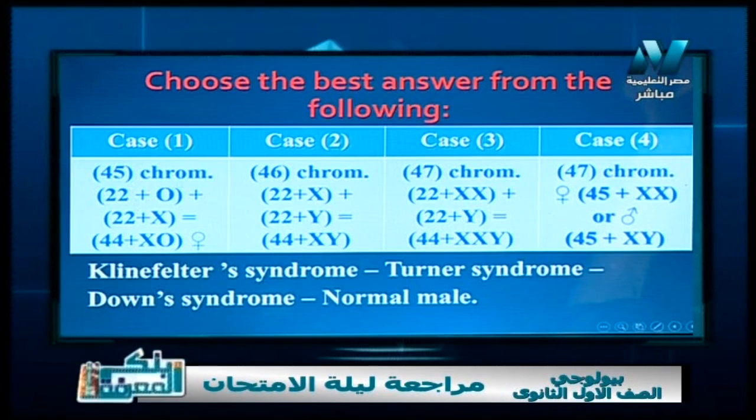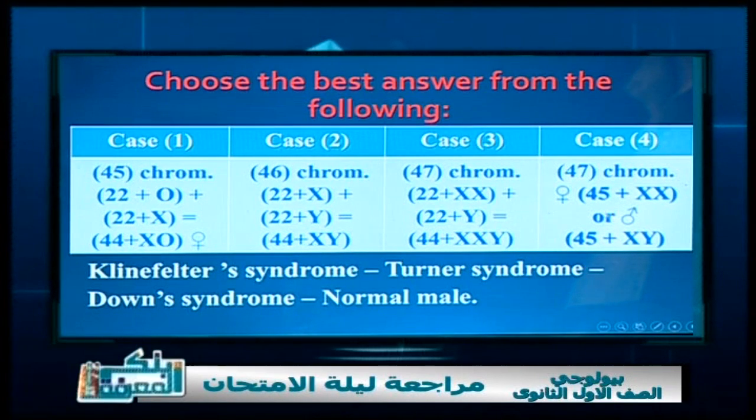So what is this case? Yes, the next case is 46 chromosomes resulting from fertilization between 22 plus X and 22 plus Y, and the resulting individual will have 44 chromosomes plus XY. The third case, 47 chromosomes, 22 plus XX plus 22 plus Y, and the resulting individual will be 44 plus XXY. The fourth case is 47 chromosomes resulting from fusion between gametes, one of them is 23 autosomes plus X or Y, and the other gamete is normal. So the resulting individuals will be 45 plus XX or 45 plus XY.